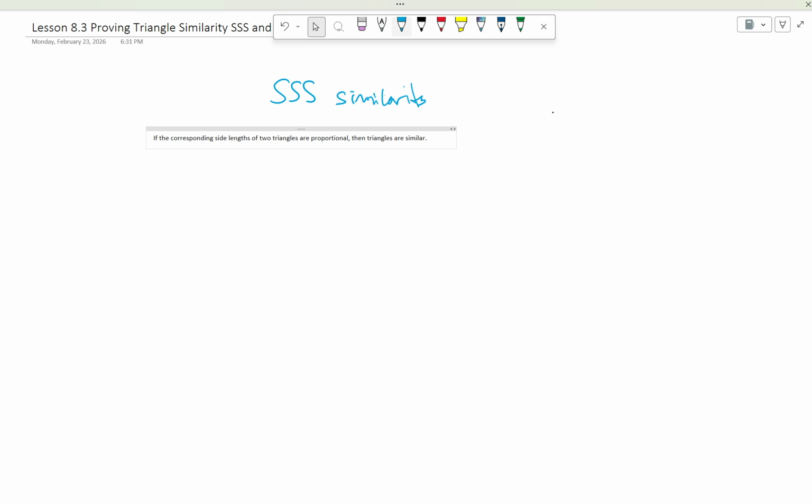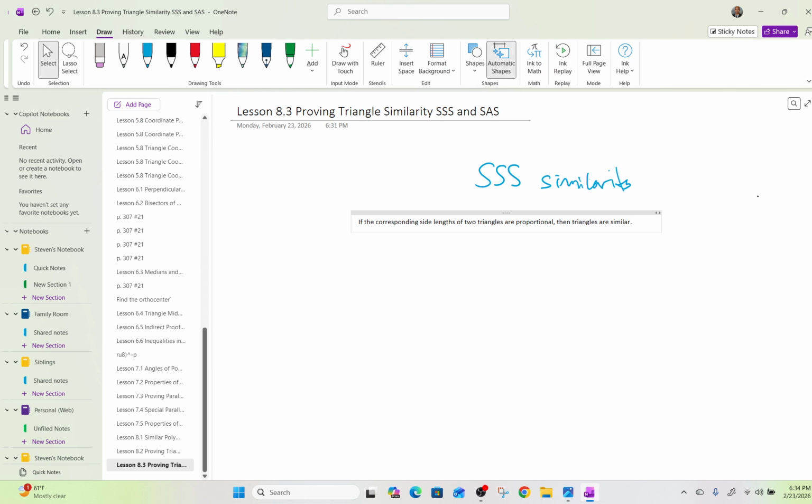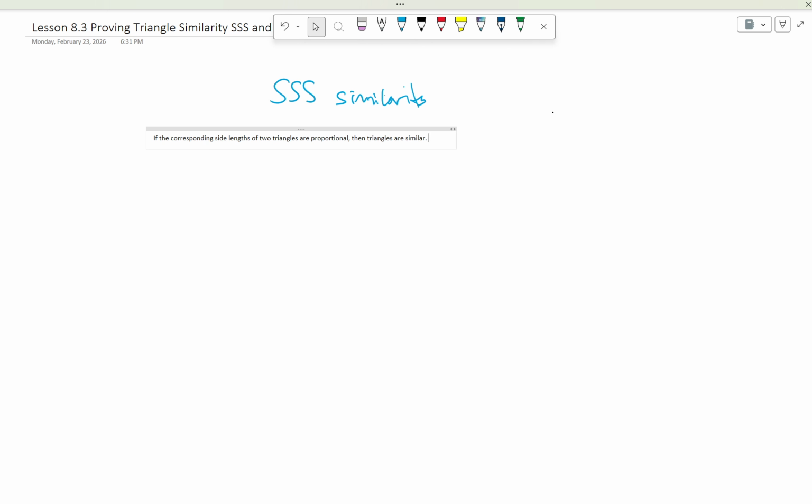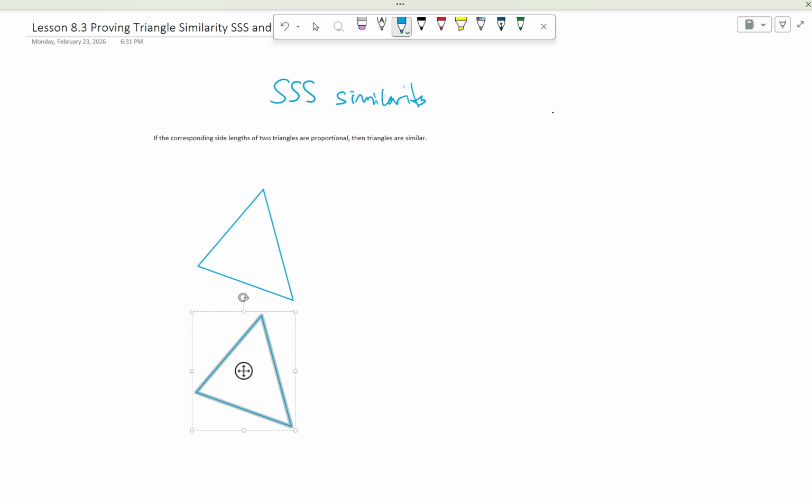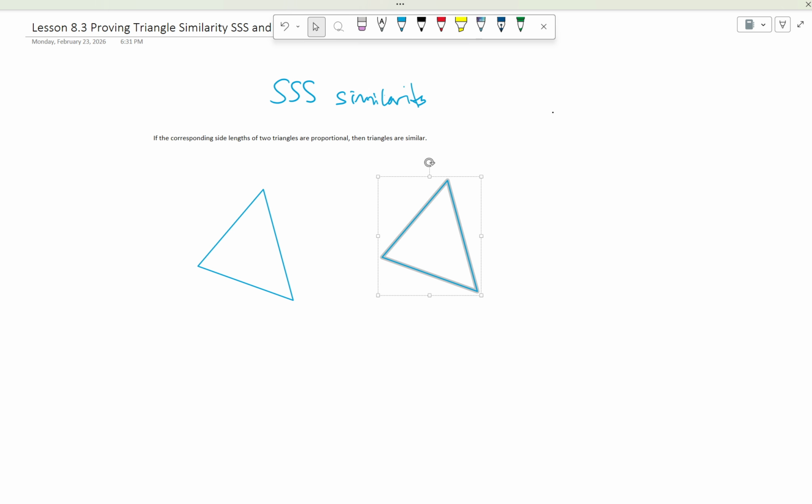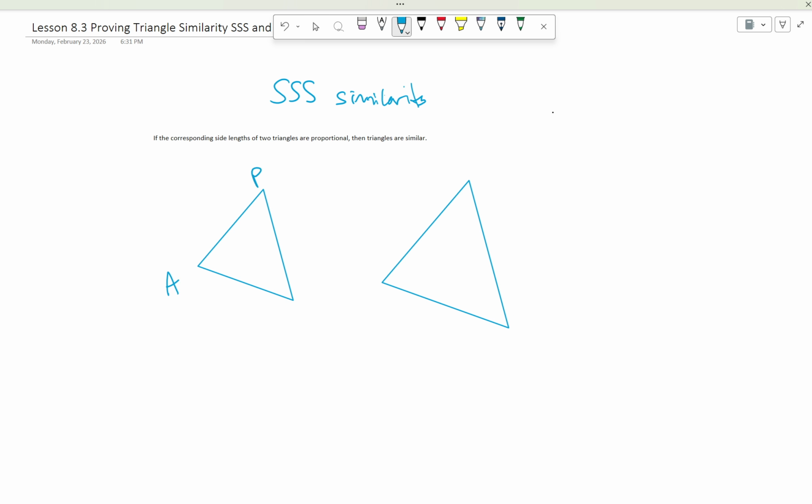I want to make sure that you guys understand when that happens. Let me get my auto shapes thing working here. For example, here's my triangle, and then I can just pull from this corner to make a slightly larger to-scale version where all my angles are still congruent. I'm going to have triangle ABC and then triangle DEF.